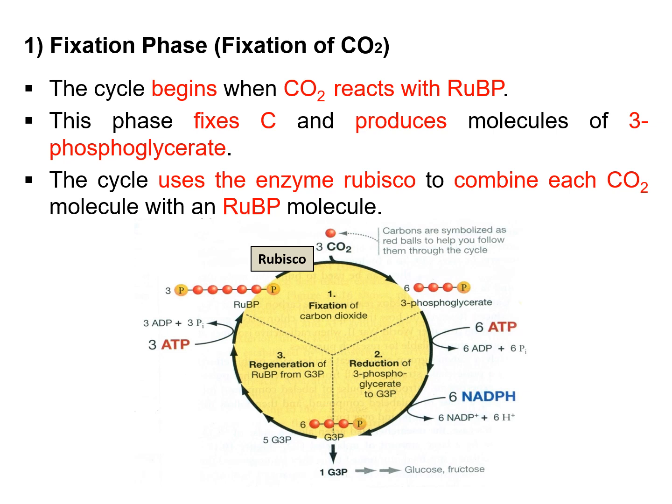I repeat again, in the fixation phase, the phase begins when carbon dioxide reacts with ribulose biphosphate. And this phase will fix carbon and produce molecules of 3-phosphoglycerate. The process will use the enzyme Rubisco to combine the carbon dioxide with ribulose biphosphate.